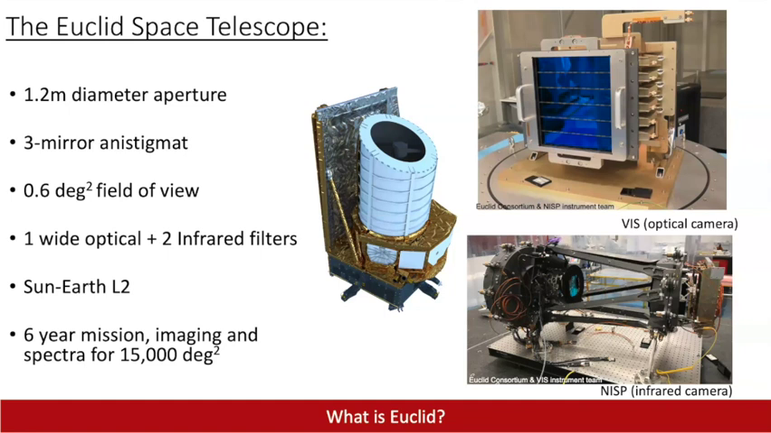The top one is an optical camera built in Europe. And the bottom is an infrared camera built here, or delivered here by JPL as a part of our contribution to the Euclid mission. So each of the little squares that you can see in the top image, and they have counterparts in the bottom one, is a single near-infrared optical detector. So each of those is about 2,000 by 2,000 pixels.